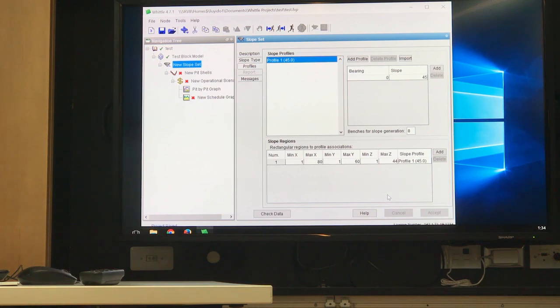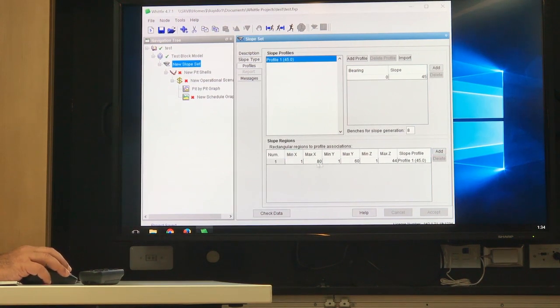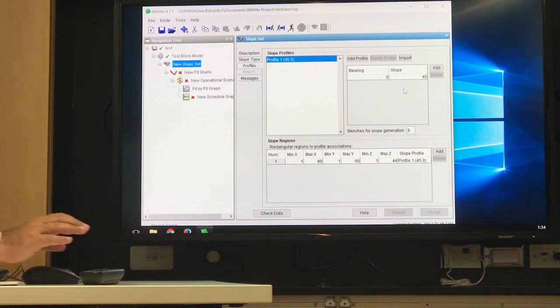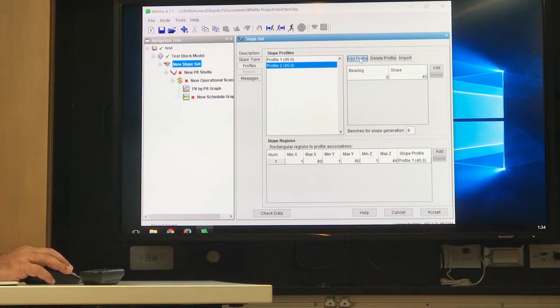You could either do this in your initial block model before importing it to Whittle, or if you want to do it here, you need to basically play with these profiles and make new regions and assign different profiles to them. As you can see, we only have one profile here, and this profile shows 45-degree slope angle for all the areas of the pit. Now, I can add other profiles. For example, profile number 2, I want to be 48 degree, okay?